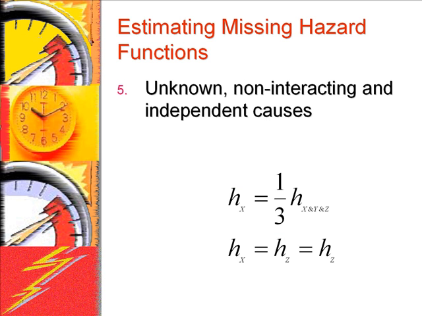It is also possible, though rare, that we have the estimate for the combined effect of several non-interacting independent causes. In the absence of any other information about the relative impact of each cause, the hazard associated with each cause could be estimated to be equal.